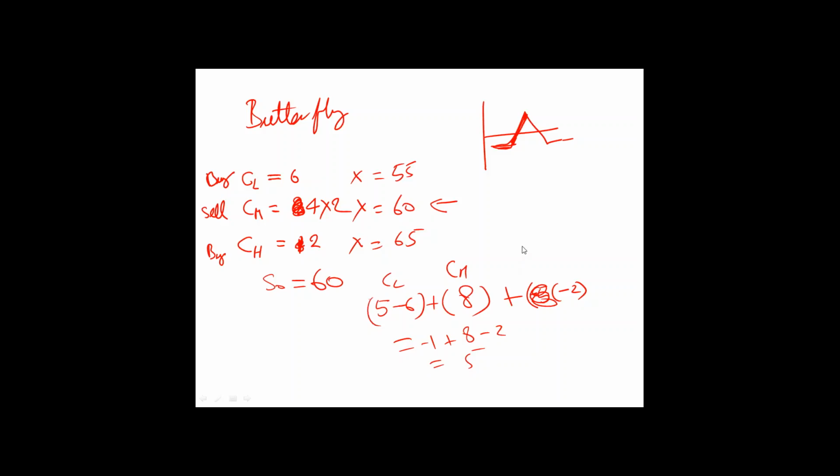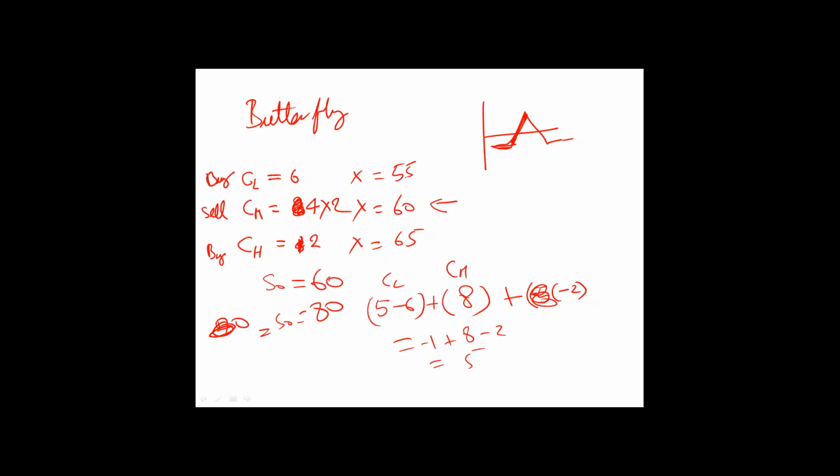So I'm selling 2 middle calls at 4 each, so 8 rupees premium I'm going to receive, and the upper call will give me a limited loss that is not more than 2, so the net profit will be 5. Now just think what happens if the price goes up. Let's say the spot goes to 80. In that situation what will happen?